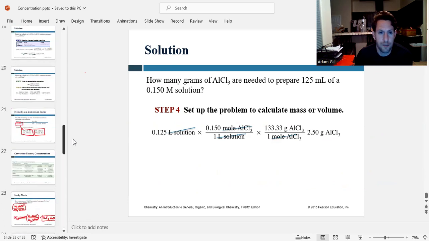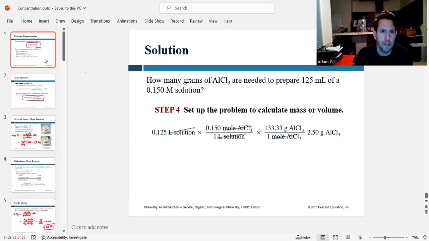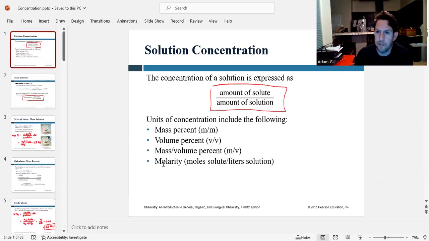So once again, to recap this, there are 4 ways of expressing concentration: mass percentage, volume percentage, mass to volume percentage, and molarity. Mass percentage is grams per 100 grams of solution. Volume is milliliters per 100 milliliters of solution. Mass to volume is grams per milliliter. and molarity is moles per liter.